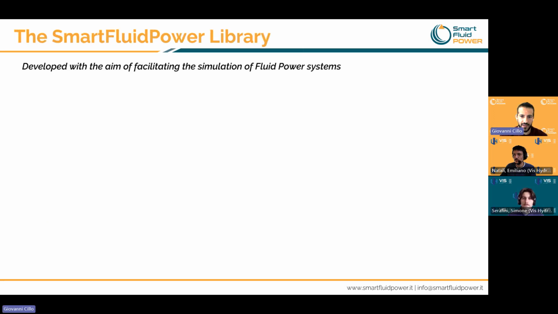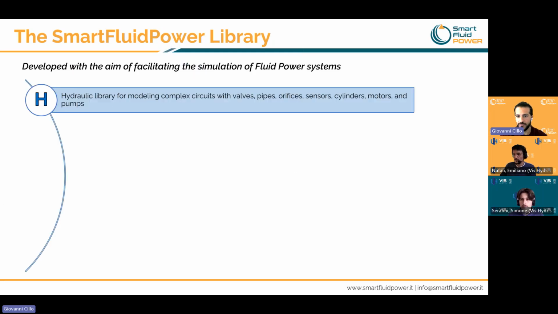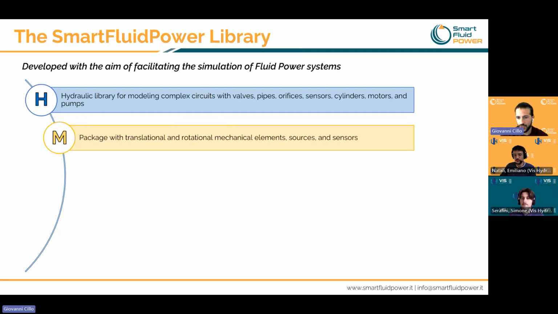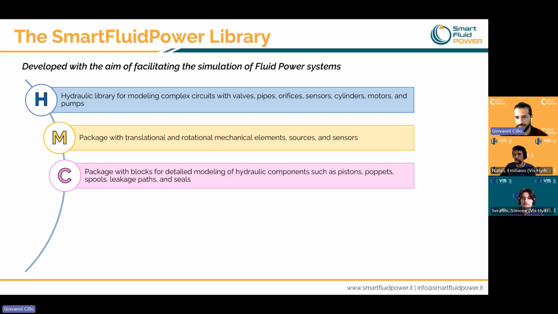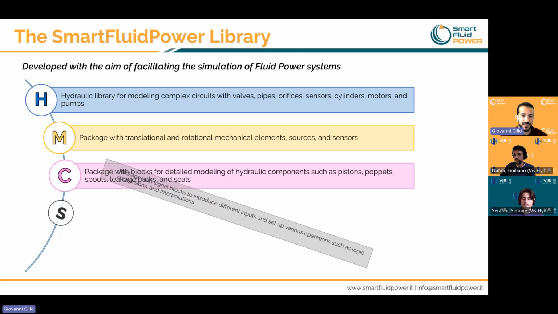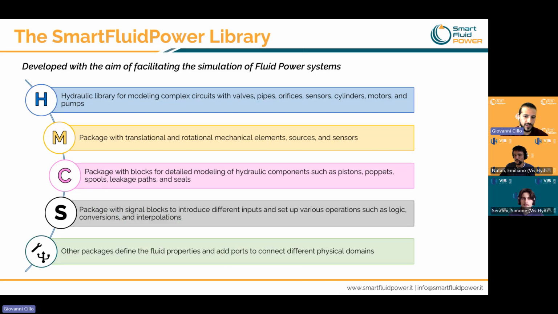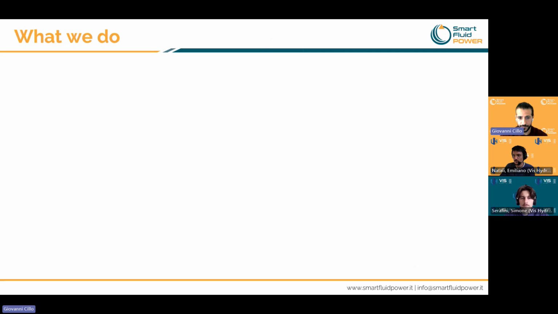We have developed several libraries: a hydraulic library including simplified models of valves, pipes, orifices, cylinders, pumps, and motors; a mechanical library divided into translational and rotational components; a component library that is used for detailed modeling of elements such as poppets, spools, pistons; a signal library containing blocks used to provide inputs and control to the system; and a fluid package that is used mainly to define properties of merely incompressible flow.